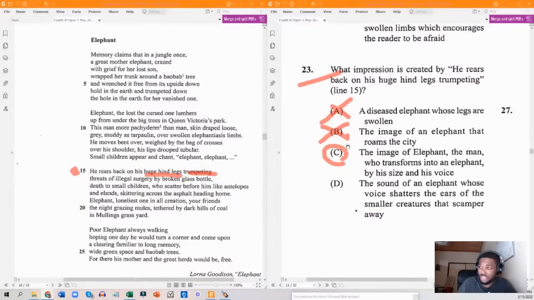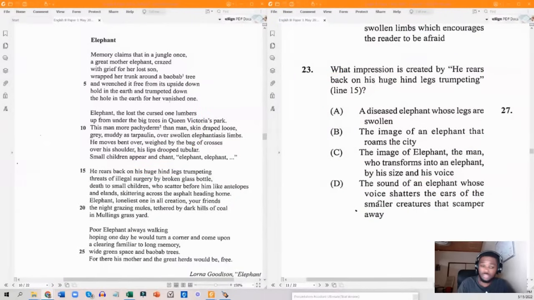C. He transforms into the elephant by his size. We see the huge hind leg. And his voice, we see the trumpeting. Size, voice. He does not literally transform into an elephant, he doesn't become an actual elephant. But the transformation is really by his size and voice. His size is compared to the elephant. His voice is compared to the elephant. Couldn't be D because we're talking about a man, not the elephant. It's actually a giveaway because the only answer here that talks about a man is C. So it has to be C.